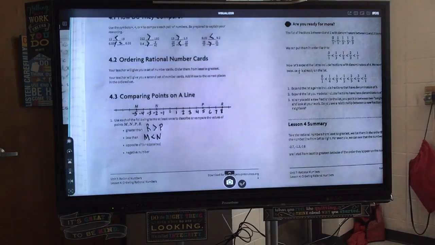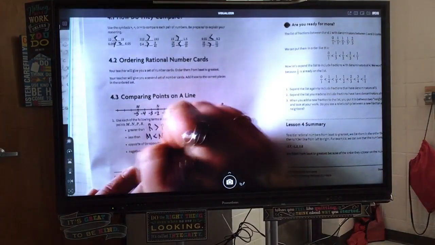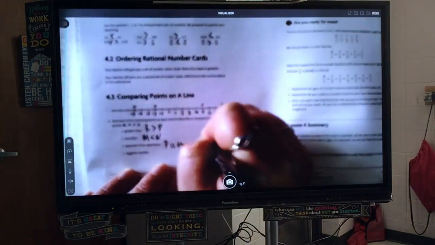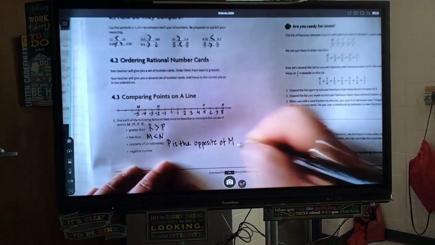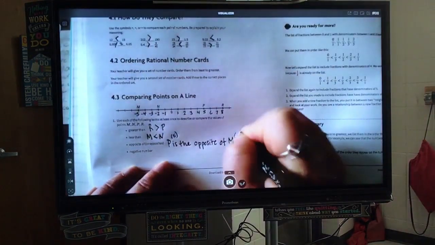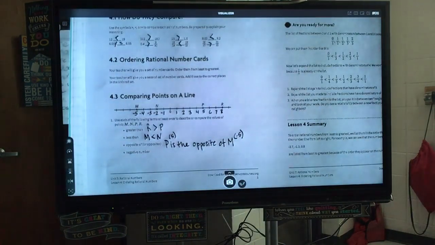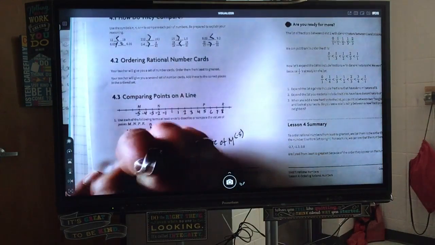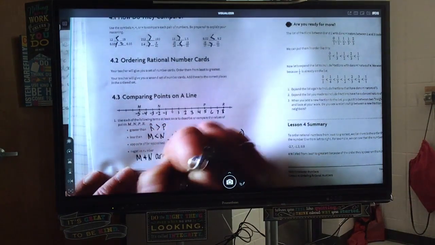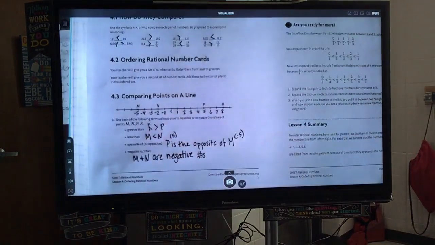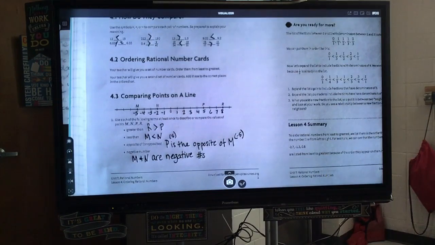Mikhail? So P is the opposite of M, you said? Okay, and P is a positive 5, and M is a negative 5. All right, and then what's the last thing that we can describe as a negative number? Which one? We have two options. Negative numbers. All right. Any questions about number 1? Let's slide over to number 2.